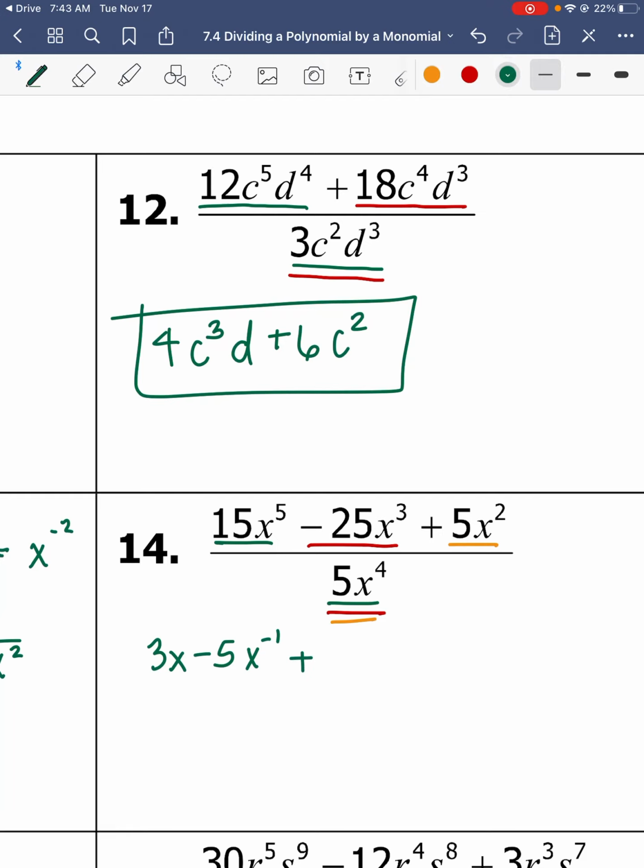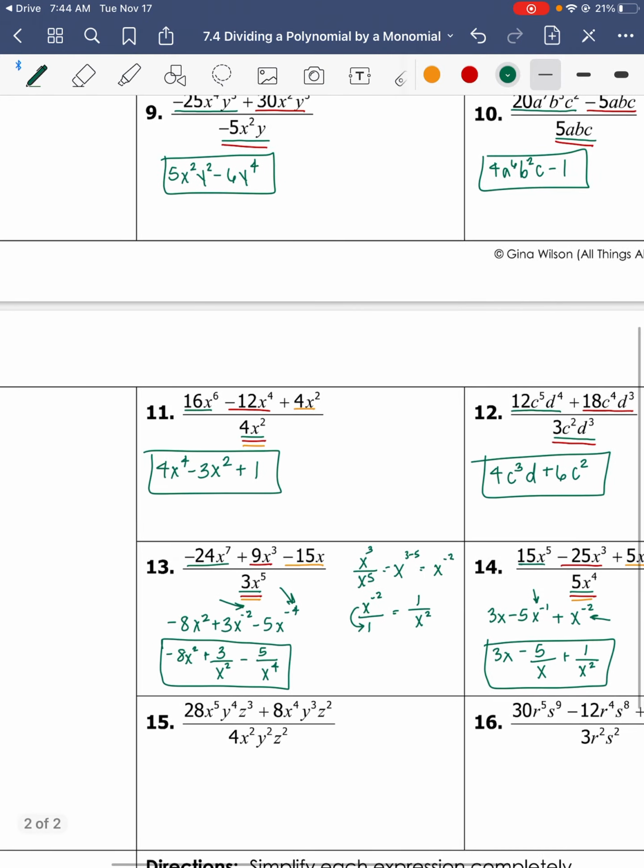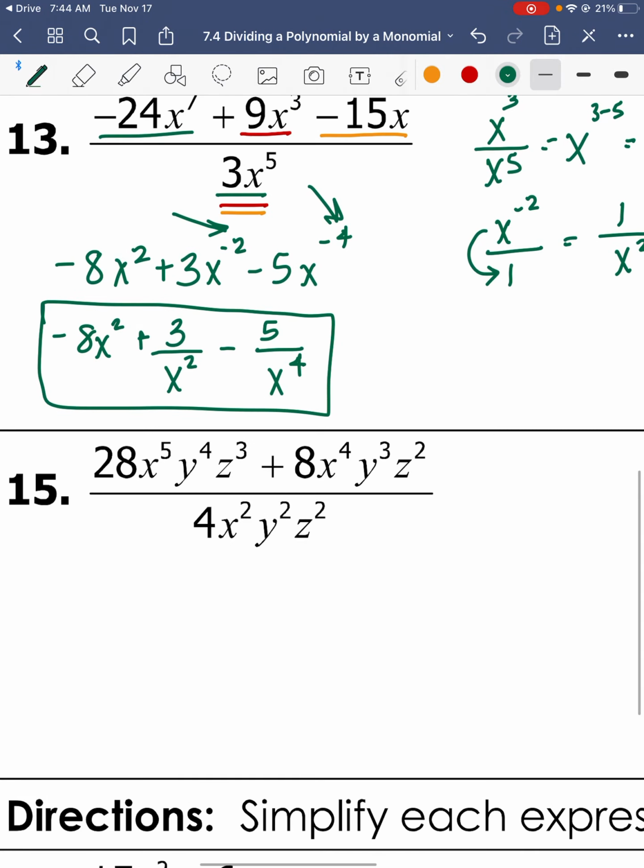And then 5x squared divided by 5x to the 4th. Well, 5 divided by 5 is 1, times, and then x squared divided by x to the 4th, we have 2 minus 4, which is x to the negative 2. And then we'll just put these negative exponents into the denominator. So we'll have 3x minus 5 stays in the numerator, and then x to the 1st goes in the denominator, but we don't need to write the exponent of 1, plus 1 stays in the numerator, and then x squared goes in the denominator. There is our final answer.